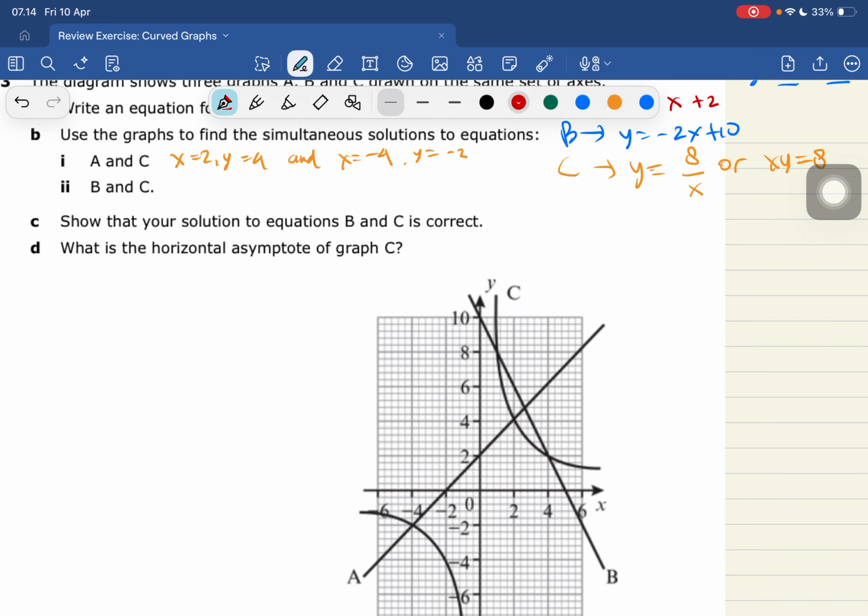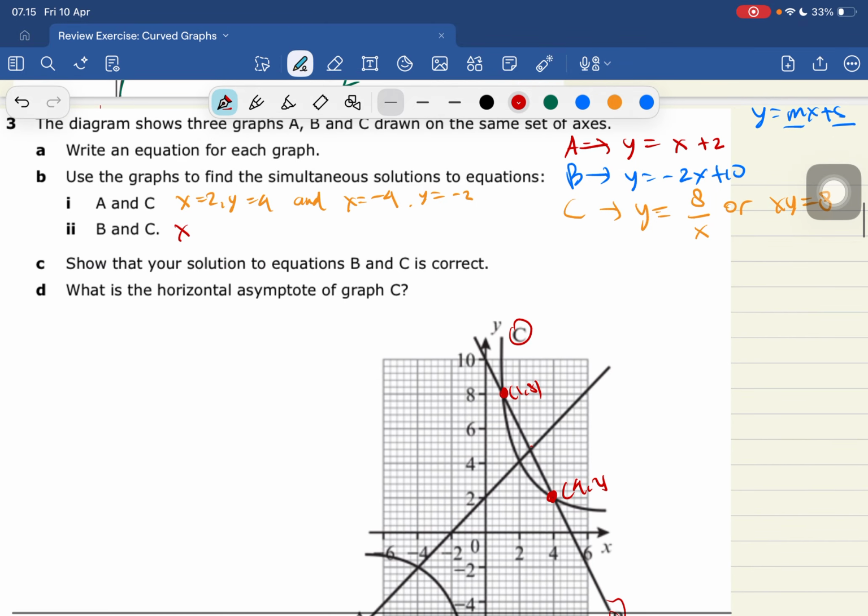Next is B and C. We can see B and then C. We got 1 and then 2 here. So we got 4, 2 and then here is 1, 8. So we can write it x equal to 1 and y equal to 8, and from here x equal to 4 and then y equal to 2. Show that your solution satisfies the equations of B and C. Let's prove it.